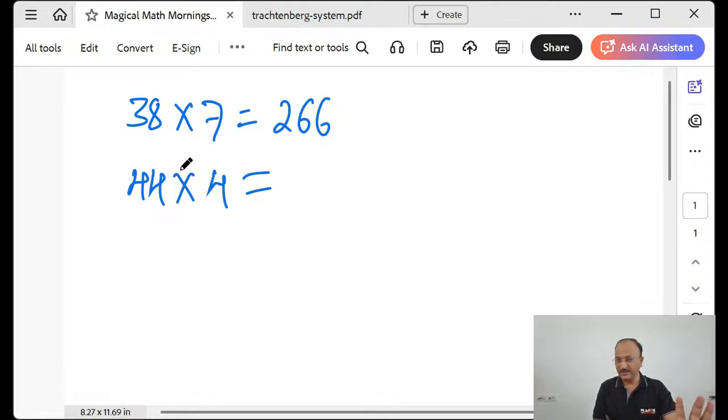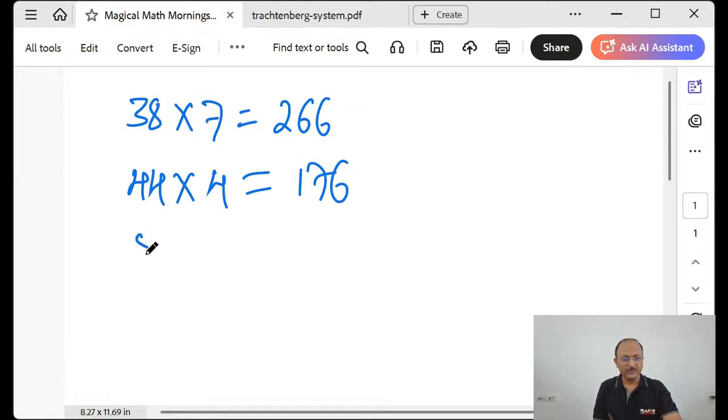4 fours are 16, so 160, and 4 fours are 16. 160 plus 16, 176. It requires a little bit of practice. And once you practice, you are going to get this very well.